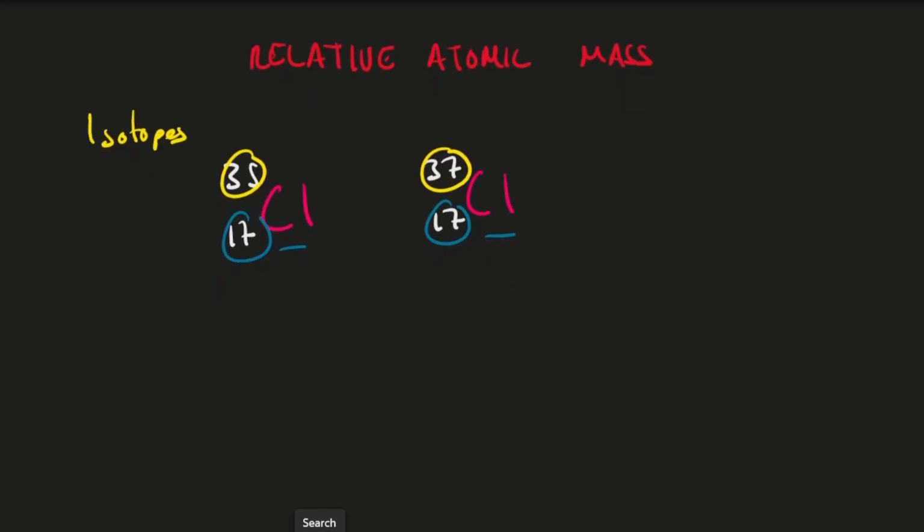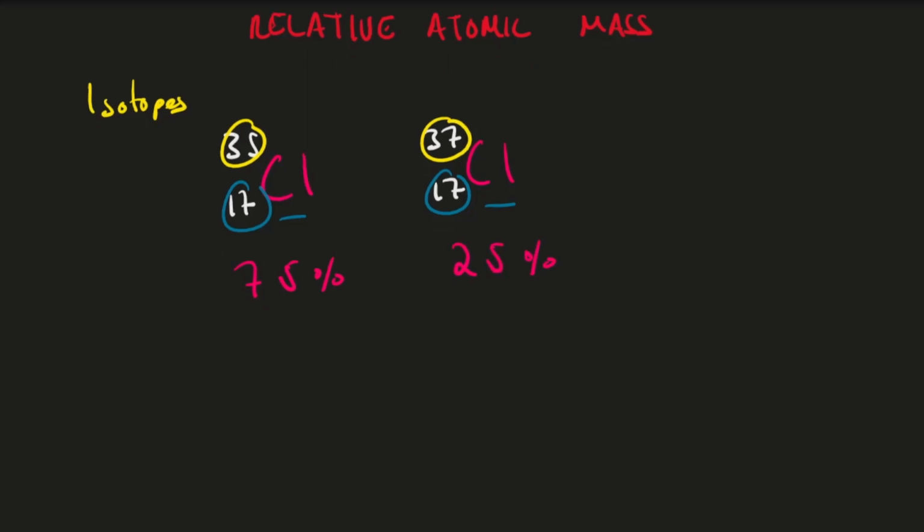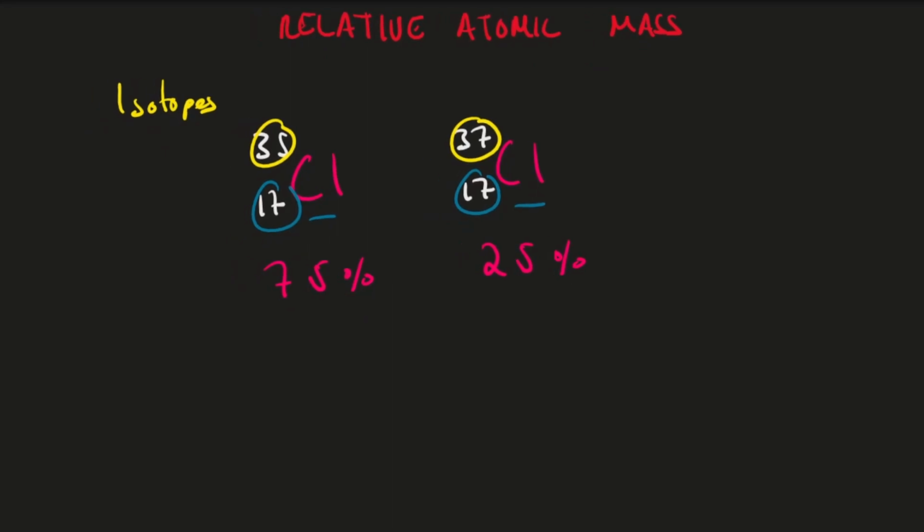And the way we do that is we don't just add them up and divide by 2, because some of these might occur more than the other. What we notice is that in a sample of chlorine, we could have 75% of our chlorine is of this type with a mass of 35, and the remaining 25% is of this type with a mass of 37. So if we want to write down the relative atomic mass, then we want to calculate the average value.